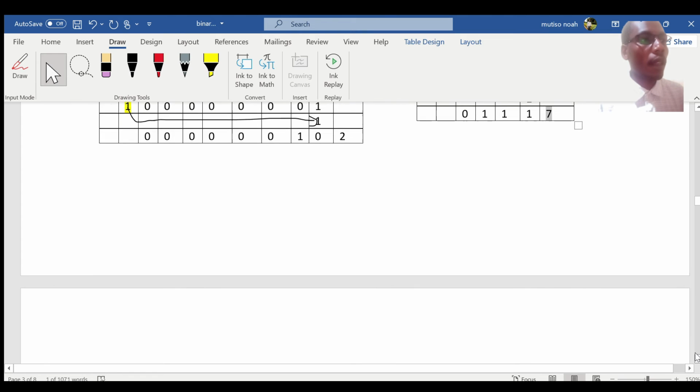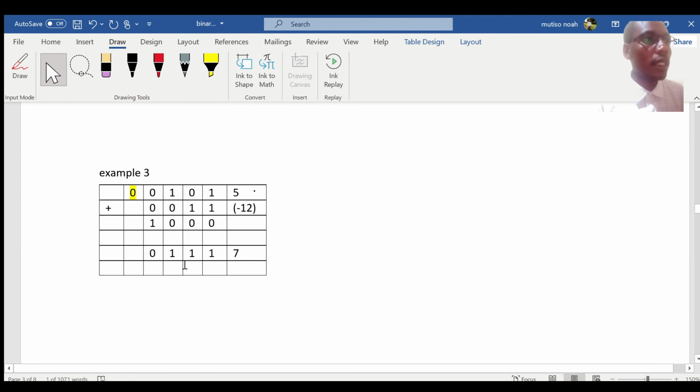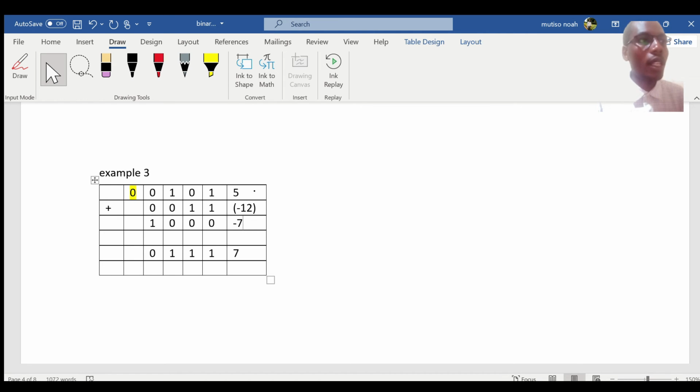So here 0 1 1 1 is 7, and if you get the bitwise not of 7, you get this, meaning that this is negative 7. So 1 0 0 0 0 is negative 7. If you get the bitwise not complement, you are going to get 0 1 1 1, which is 7.